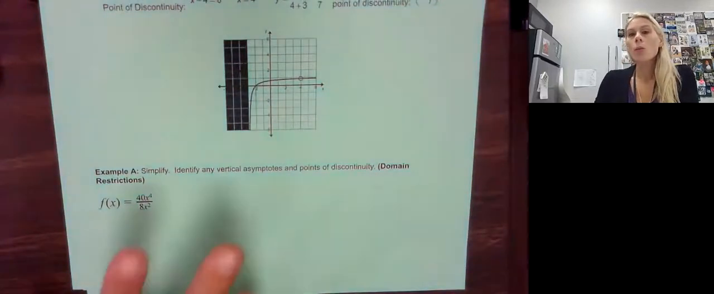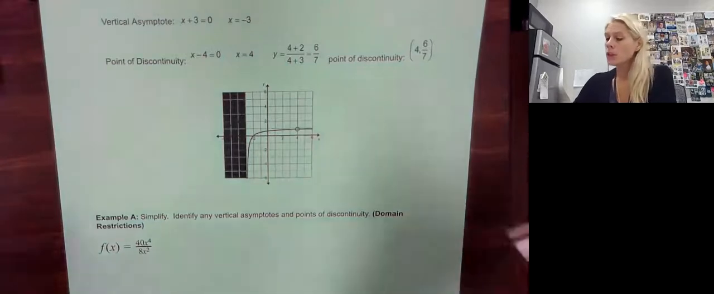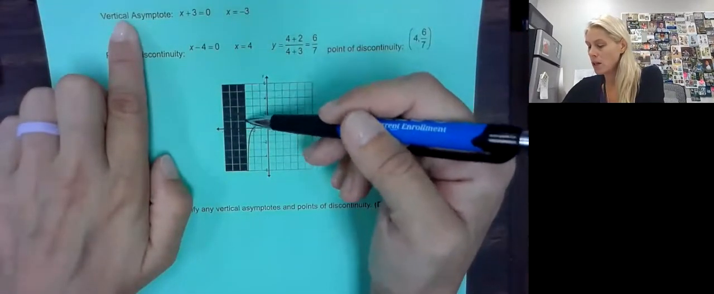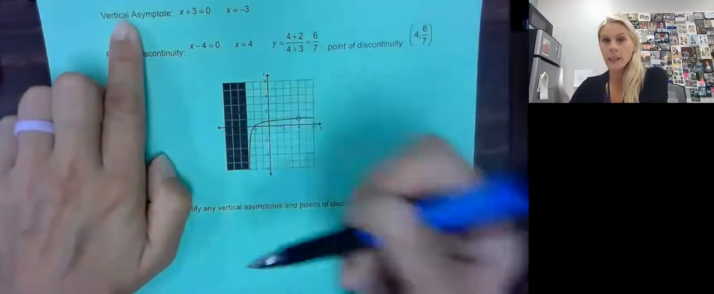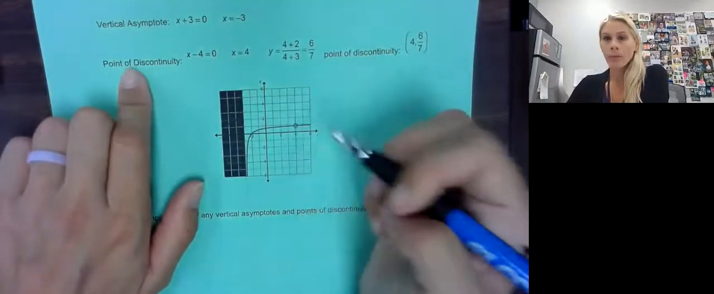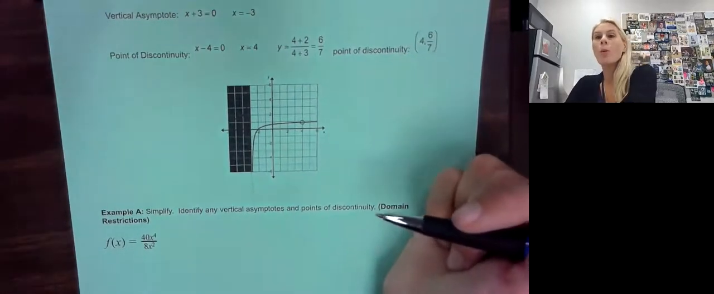Okay, if you want to look, this is where your domain restrictions come out. So domain restrictions could be a vertical asymptote, which is right here. A vertical asymptote means that the graph would never cross it. And the point of discontinuity is this hole. Again, we just want to know the domain restrictions right now, not what type it is.